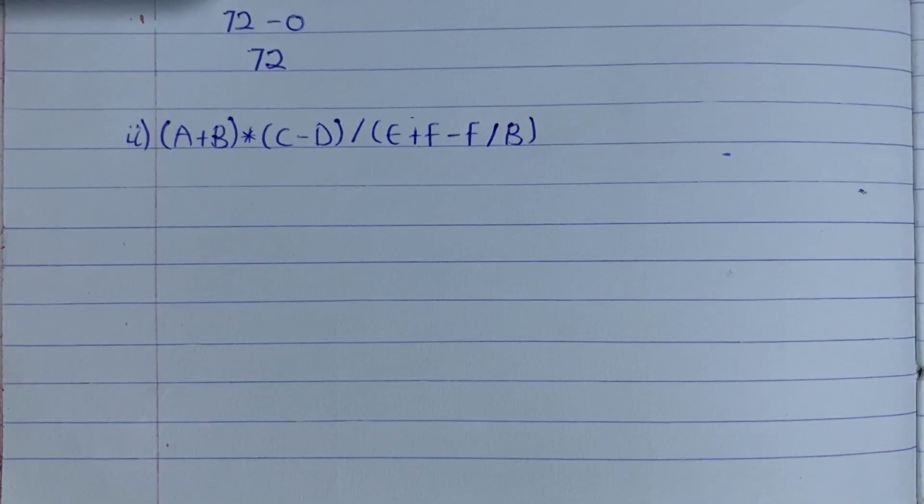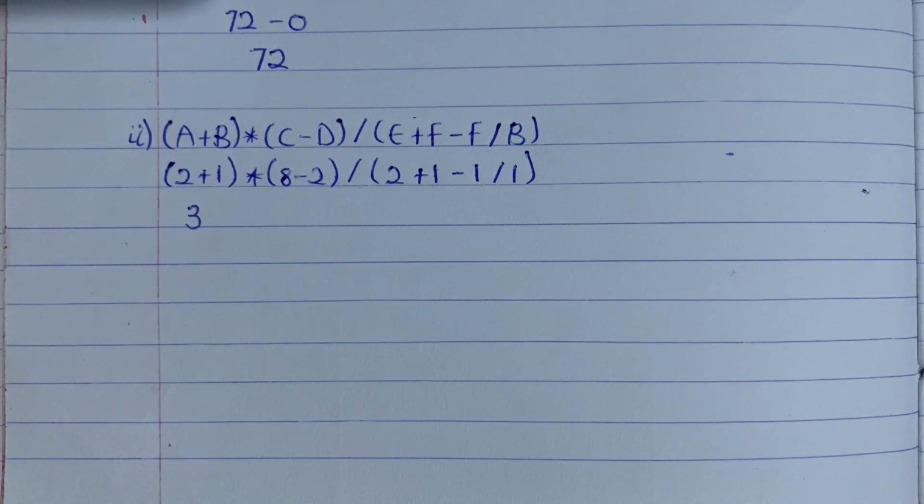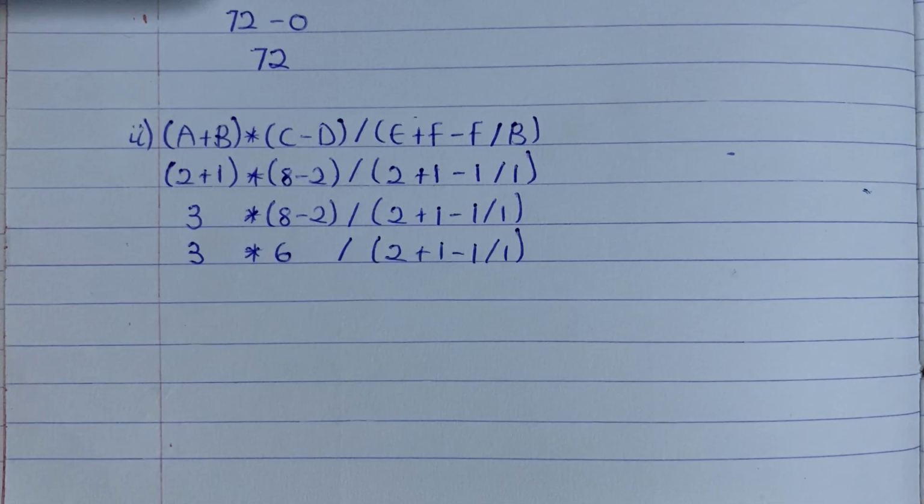Moving on to our next question, let's quickly substitute the values of A to F. Now we can see there are parentheses. We have 3 pairs. Let's start from left to right. The first one, 2 plus 1 is evaluated to 3. Copy everything else down, then move on to the next parenthesis. 8 minus 2, we get 6, and move on to the next parenthesis.